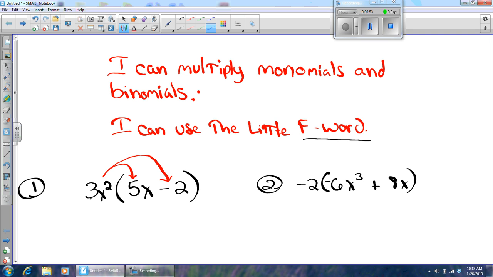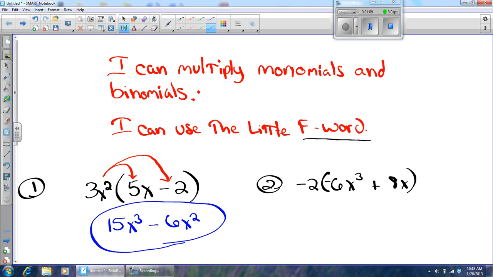All right, so first I'm going to go to 3x squared times 5x. Well, that's going to be 3 times 5 is 15. X squared times x to the third power. Then I'm going to go 3x squared times a negative 2. Well, that'll be a negative 6x squared. And there you go. Am I going to combine these two? No, I'm not, because they're not like terms, right?